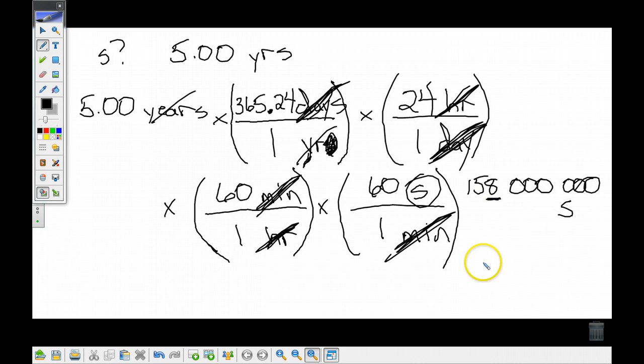Underline it. The other thing you could do is scientific notation. 1.58 times 10 to the 8 seconds. That's how many seconds are in 5 years. It seems like a lot of work. We spent time doing this problem.